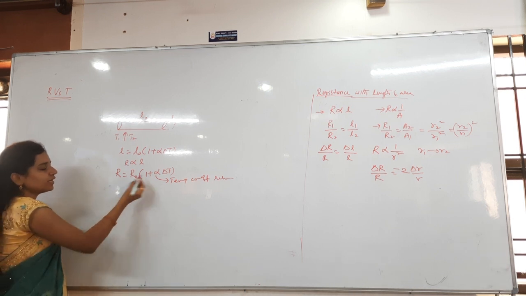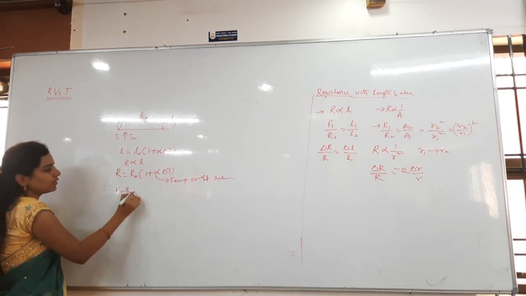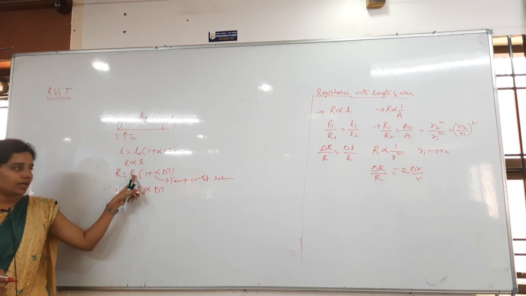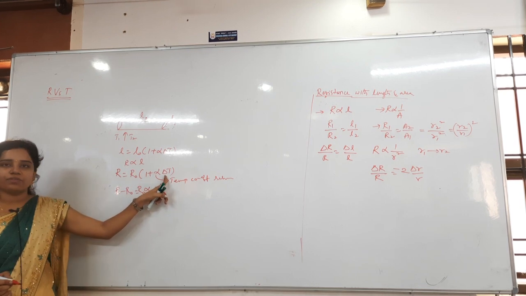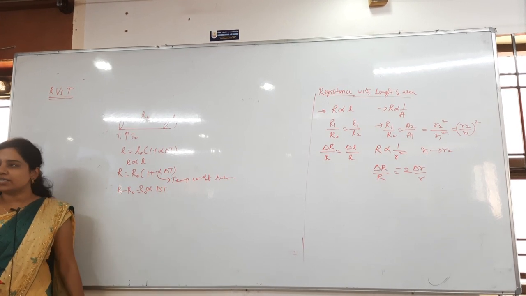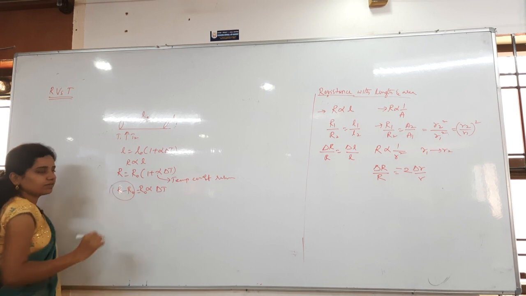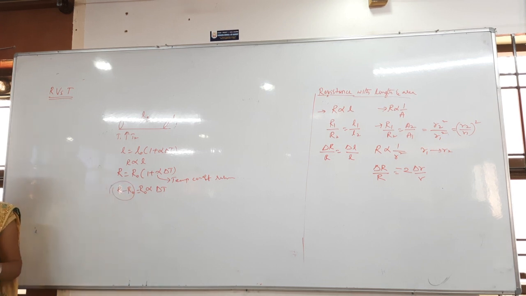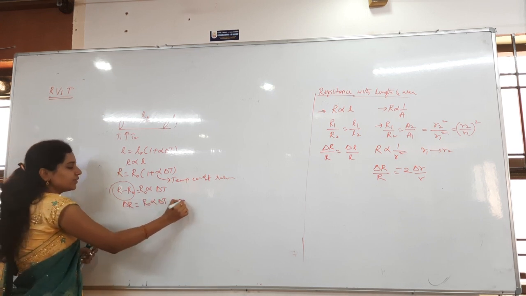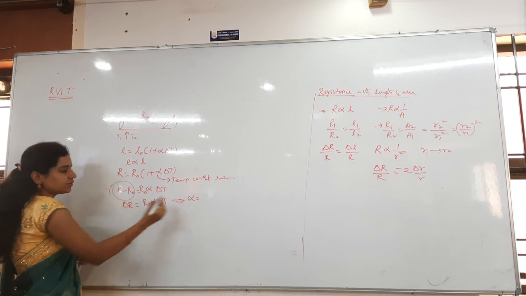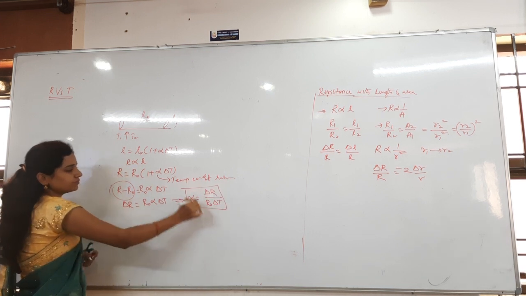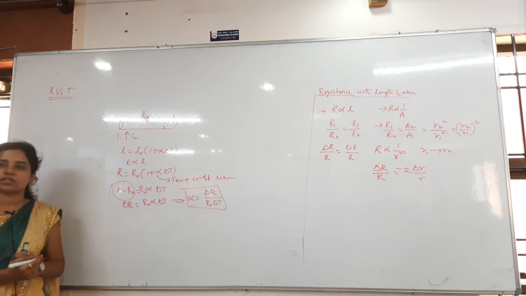I want to get only the alpha value. How to get that? R minus R naught is equal to R naught alpha delta T only. I send R naught inside: R naught plus R naught alpha delta T is equal to R. Then R minus R naught, how much will be remaining? R naught alpha delta T only. Final resistance minus initial resistance is delta R. So delta R is equal to R naught alpha delta T. Then alpha is equal to delta R by R naught into delta T. That is the alpha, the temperature coefficient of resistance or resistivity.